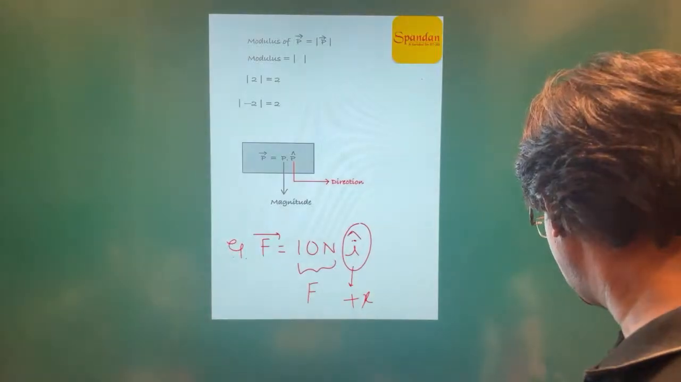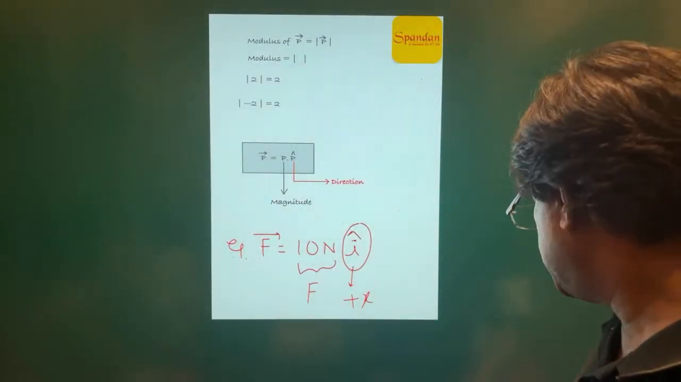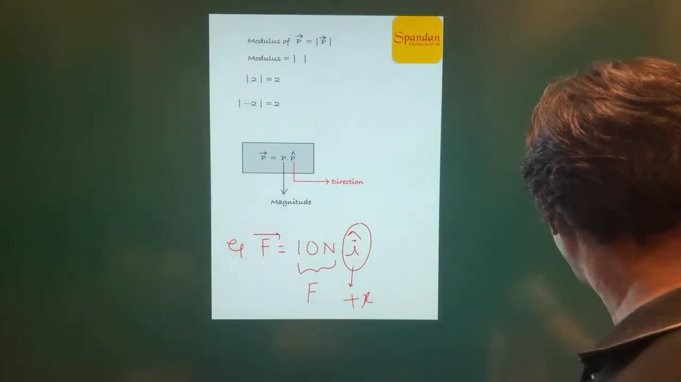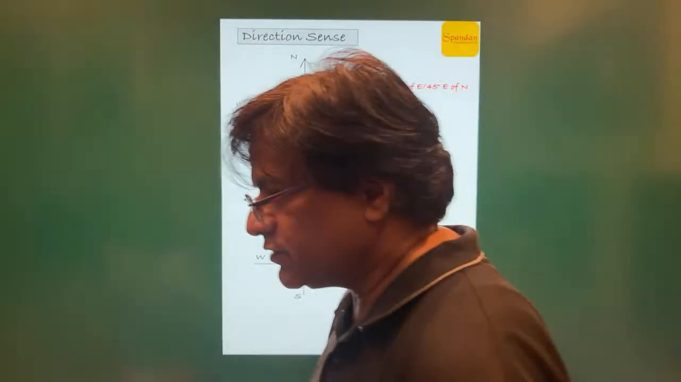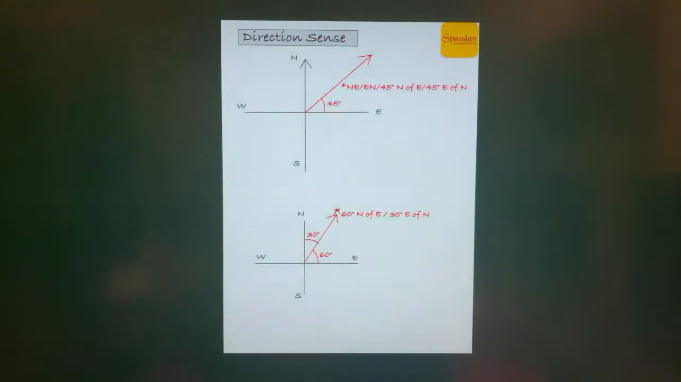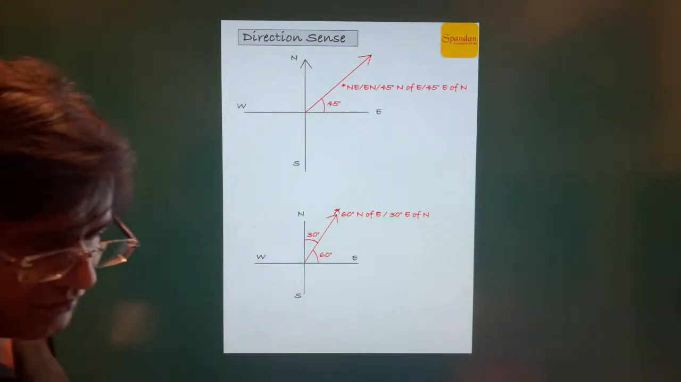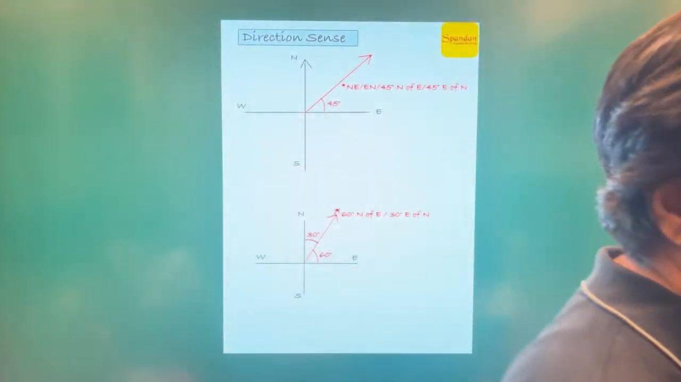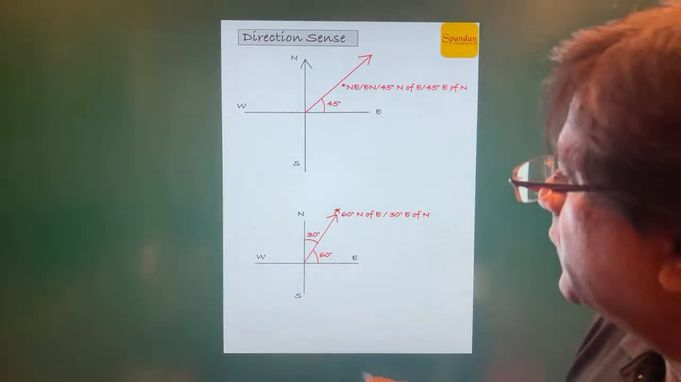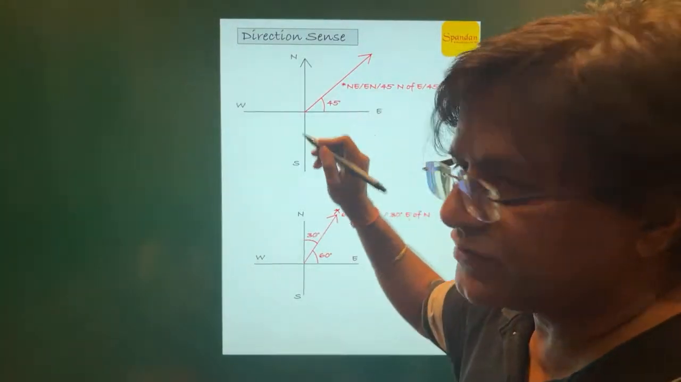We will see how it is written later. So next, we will see vector has got direction, then how the direction of a vector is written or spelled or told. So that is called direction sense. So direction किस तरह से बताया जाता है? For this we will use north, south, east, west.